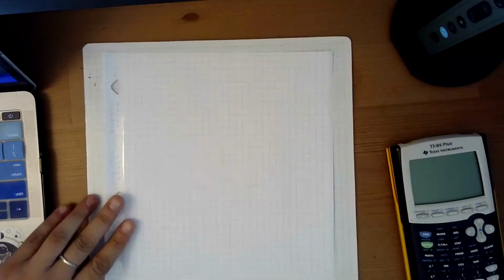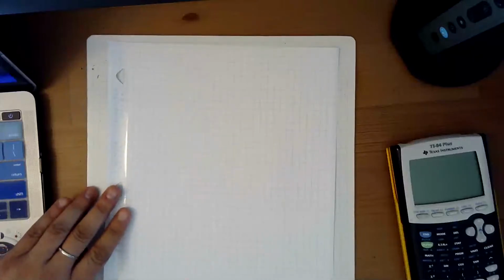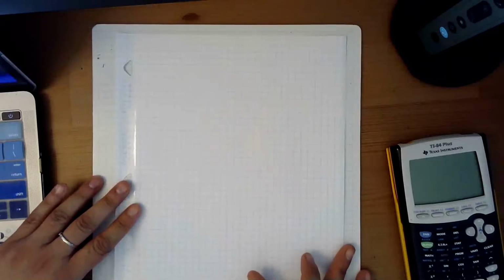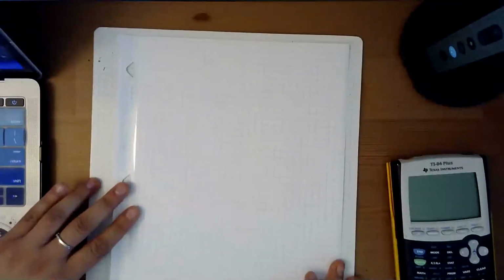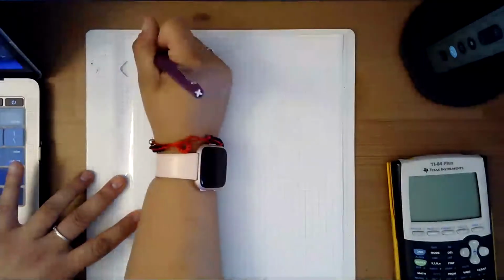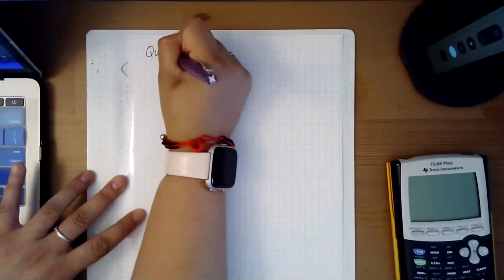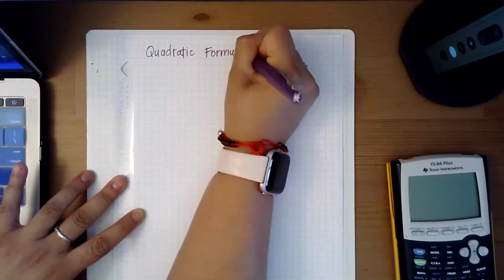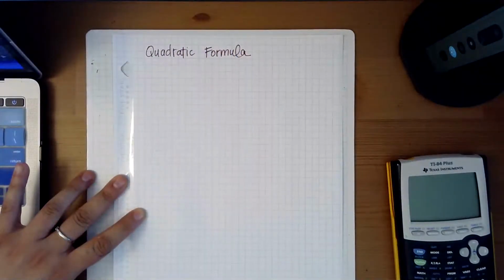All right. In this Algebra 1 video, I'm going to be going over the quadratic formula. Just make sure my camera is straight. There we go. This is another resource you have in finding the x-intercepts or the roots for a quadratic function.